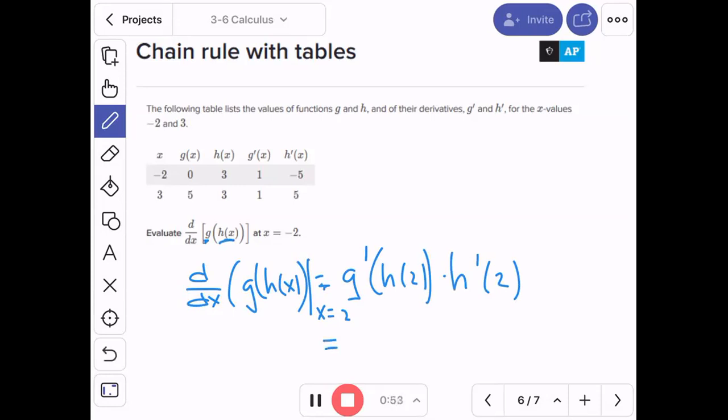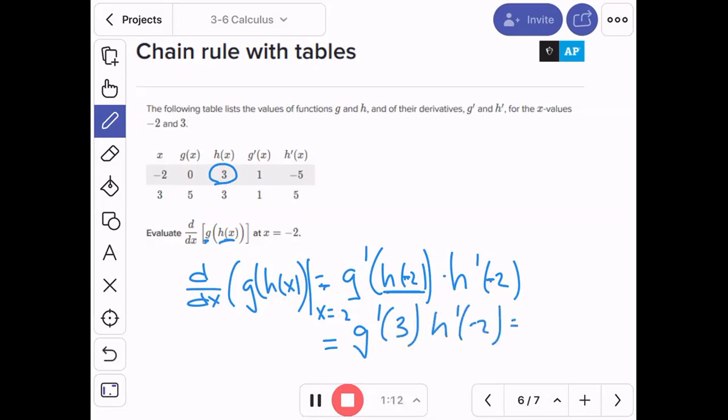Well, let's start working it. What is h of 2? Oops, -2. That's my fault. I was looking up at the table. I don't have any 2 values. Yeah, I was at -2. So h of -2 is 3. So that's g prime of 3, h prime of -2.